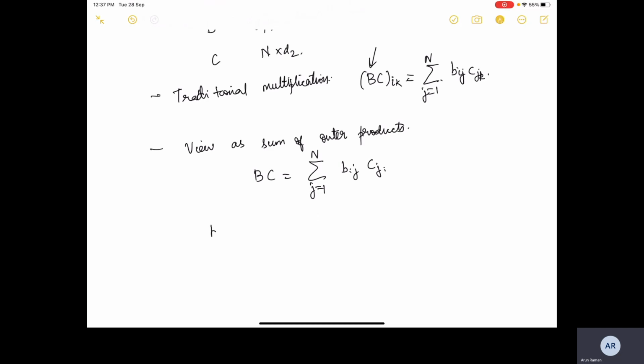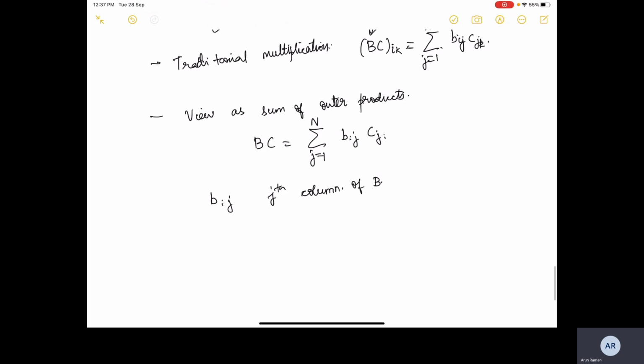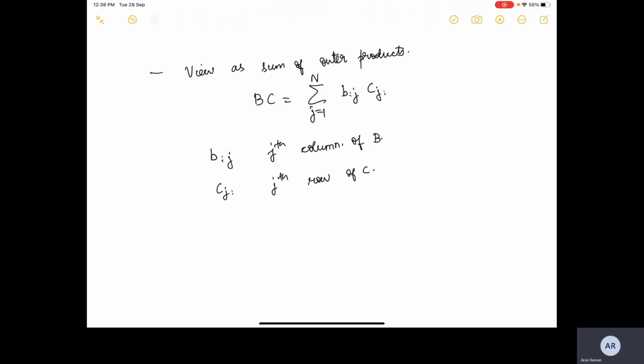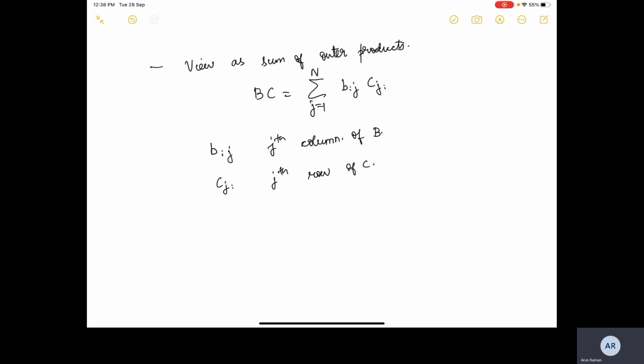We have already seen how this multiplication works. When we discussed it the first time, we did the outer product using an example. But since we have already looked at it a couple of times, I'm not going to go into that direction. So B colon j is the jth column of B. This is sort of like the MATLAB notation. And C j colon is the jth row of C. Okay, so one can verify that this will be a d1 cross d2 matrix.